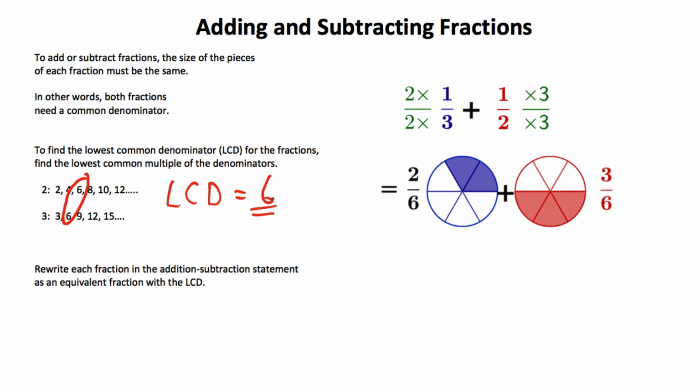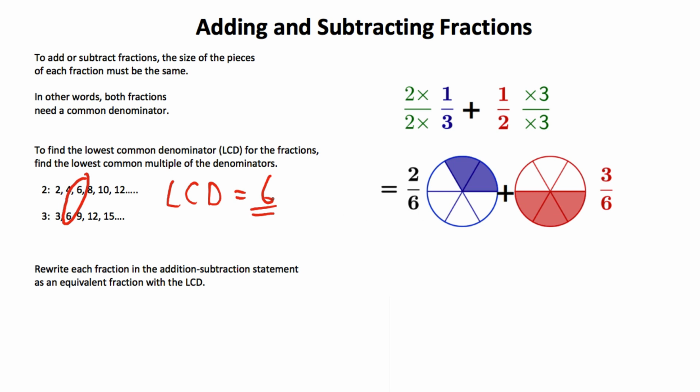So let me just do that. 1/3 in terms of sixths would be 2/6. We can change our 1/3 by multiplying top and bottom by 2 to get 2/6. And we can change our 1/2 into sixths by multiplying top and bottom by 3. So we have changed our 1/3 and our 1/2 into equivalent fractions, 2/6 and 3/6.